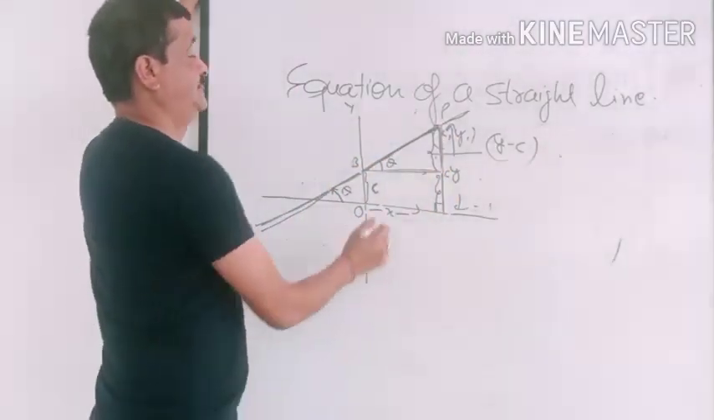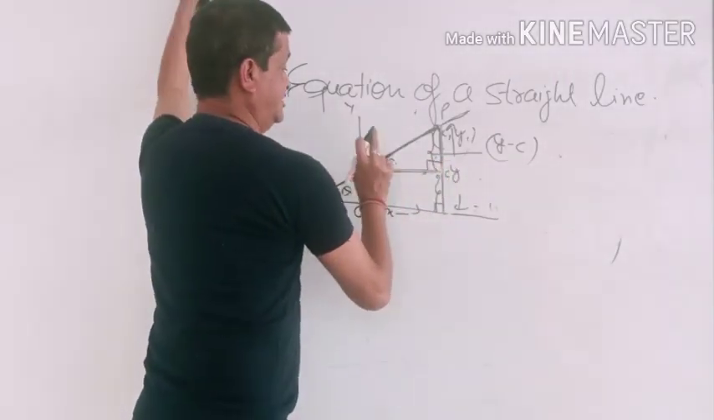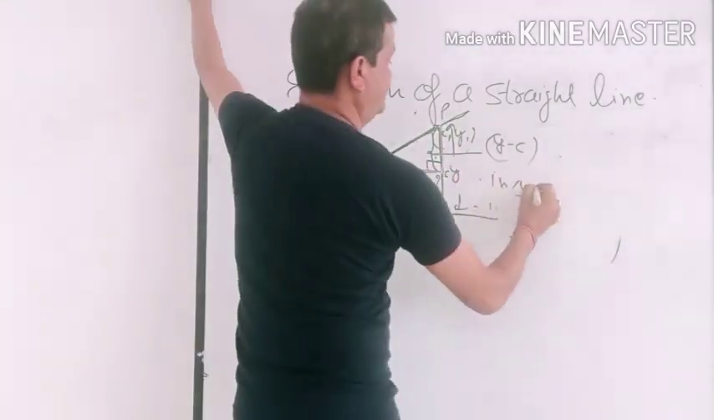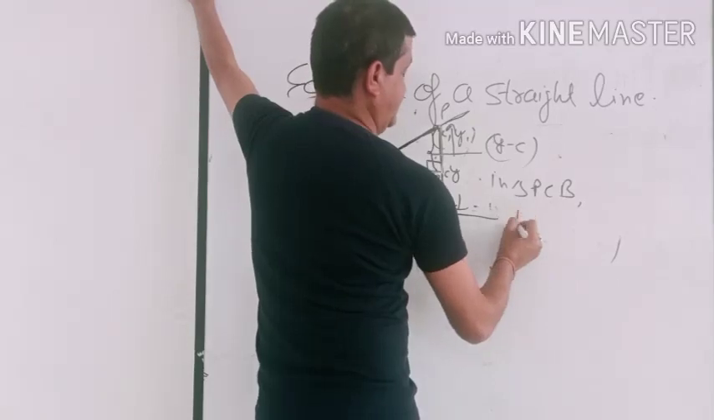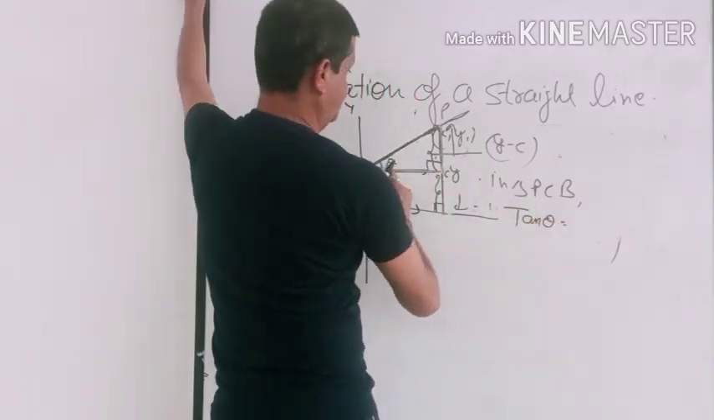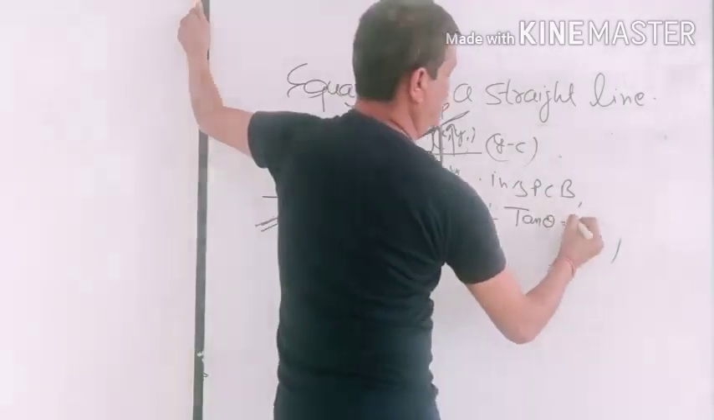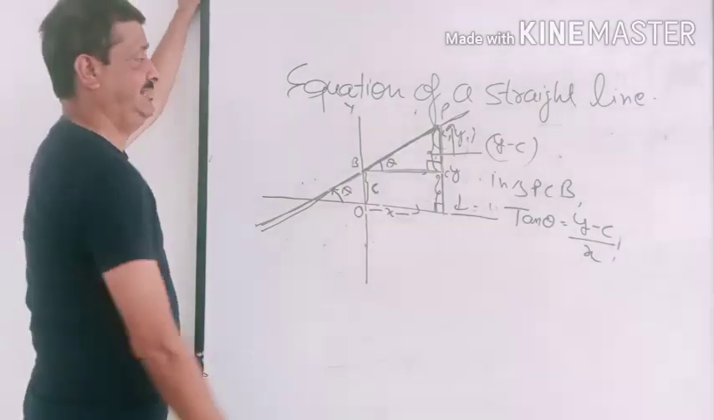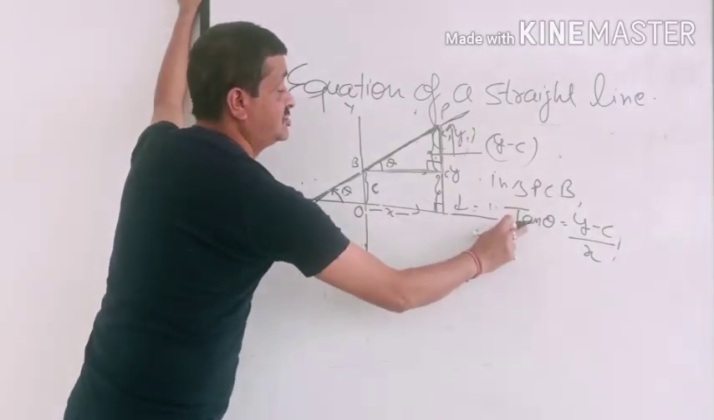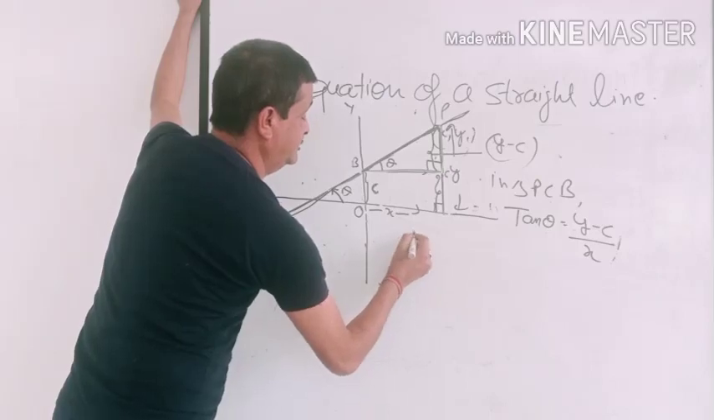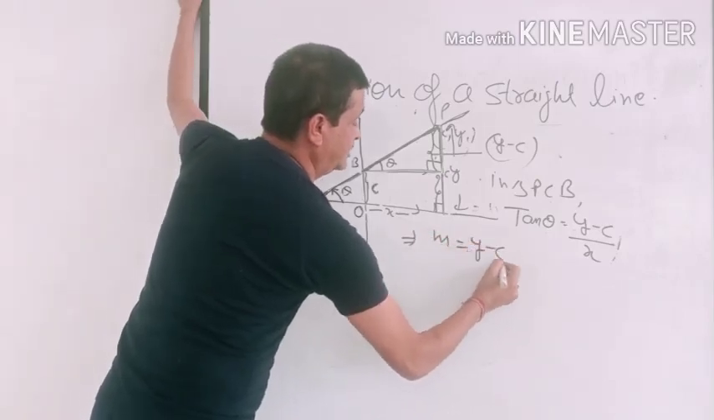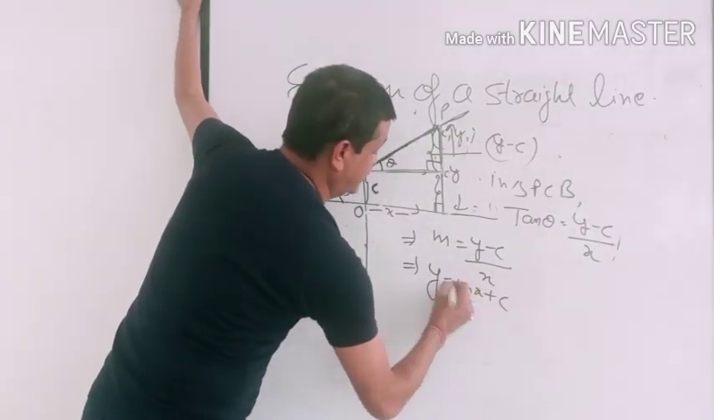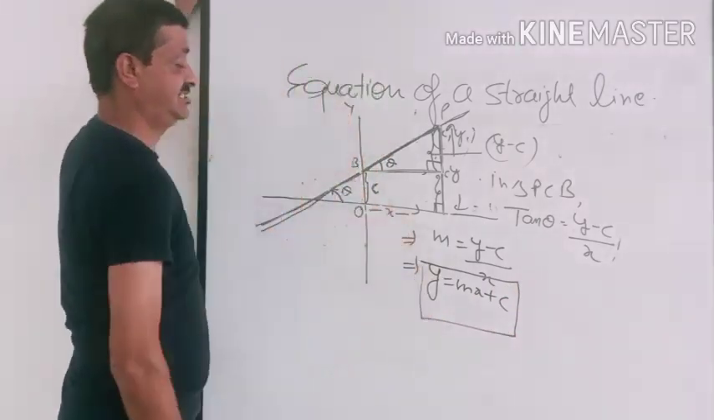I can apply a trigonometrical ratio here, taking the tangent of this angle. In triangle PCB, tan theta is equal to perpendicular over base, that is y minus C upon x. Clear? Tan theta, what was it? It was the slope of a line, usually denoted by m. So m is equal to y minus C upon x. Solving it, you get y is equal to mx plus c. So it is the equation of a straight line.